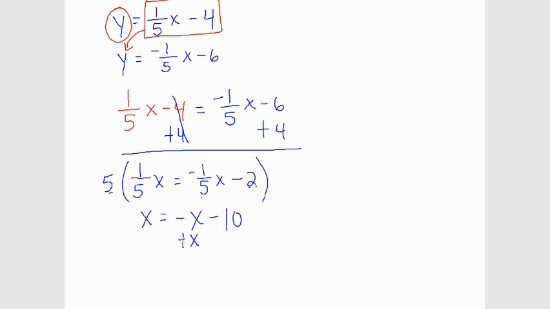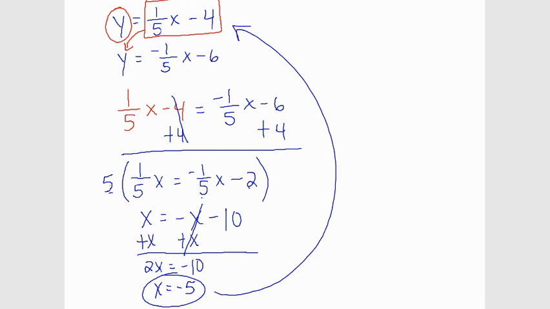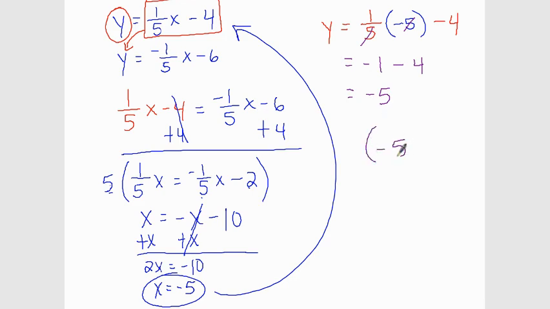Now I feel a little bit more comfortable adding x to both sides. We get 2x here. This will cancel out, and I get negative 10. Then once I divide by 2, I get x equals negative 5, which matches our solution. Let's go ahead and plug that back into here. So y equals 1/5, and I'll plug in that -5 minus 4. Okay, so the 5's cancel, and I'm just left with a -1 minus 4, and I'm left with -5. So my solution is -5, -5.